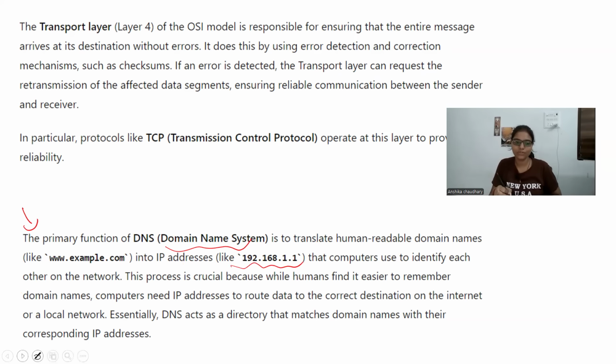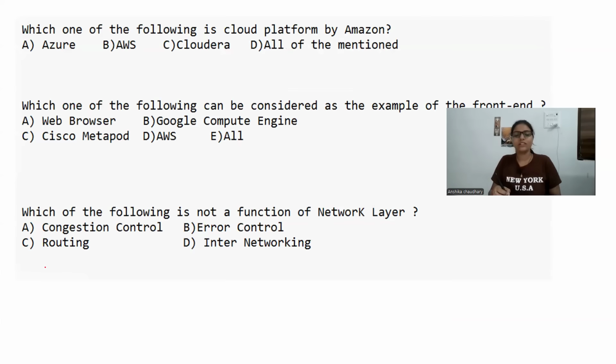Right. So this is the duty of DNS. Let's move on to the next question. Which one of the following is a cloud platform by Amazon? So we all know that Amazon AWS, Amazon Web Services, is the cloud service platform that is provided by Amazon. Let's move on to the next.